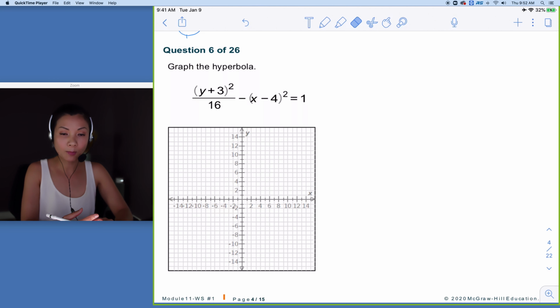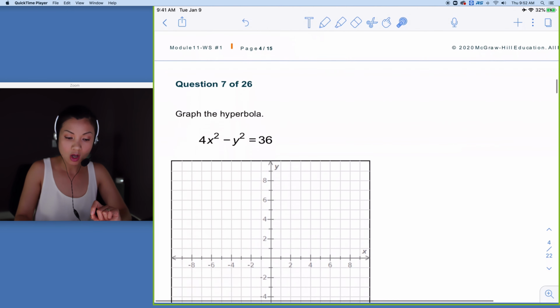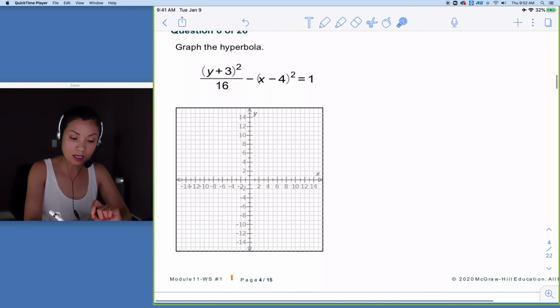Moving on to hyperbola, the big difference between hyperbola and ellipse is the subtraction right here. For ellipse, we have the addition, but for hyperbola, you have the subtraction. So what comes first is very important. You see right here, y comes first. That means your hyperbola is going to go along the y-axis. If x comes first, your hyperbola is going to go along the x-axis.